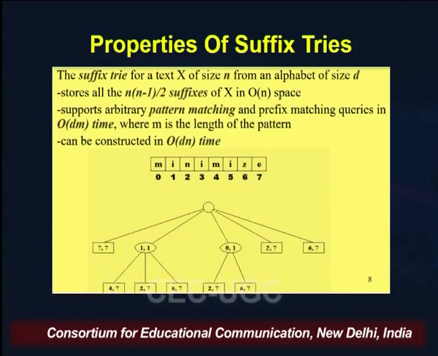So, here if you can see in the figure, we have taken that string minimize, and we have given a compact representation as we did for compressed tries. The first branch starts from 7 and ends at 7, that means this is the branch corresponding to the character E, and then the last branch is ending at 7 starting from 4, which is MIZE, or starting from 6, which is just ZE. So, this kind of compact representation can also be given when we talk about suffix tries.